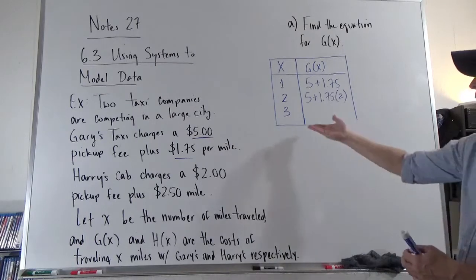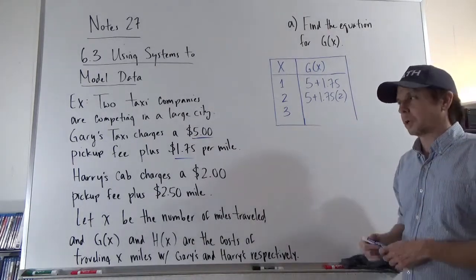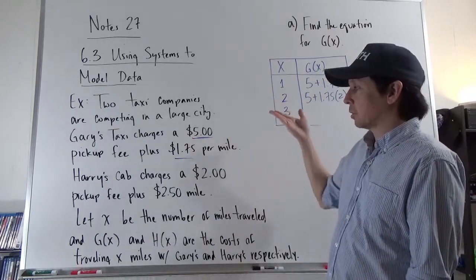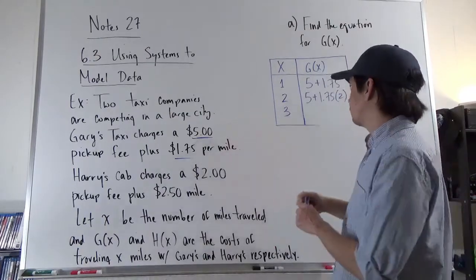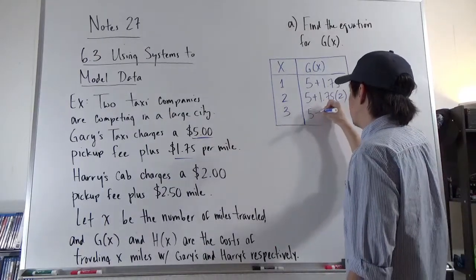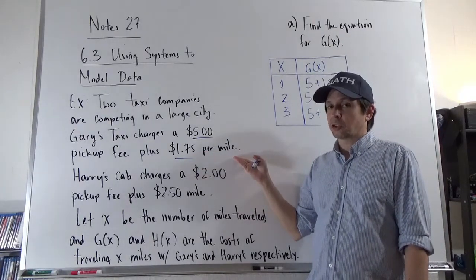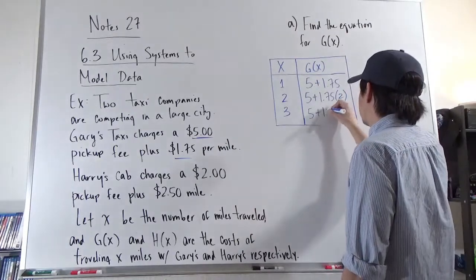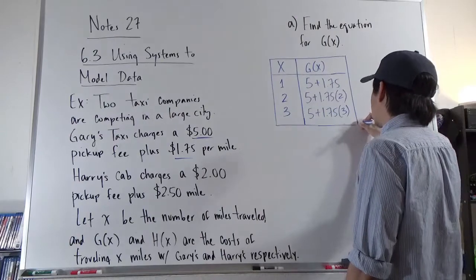Lastly, and if I'm still not clear on what's happening with this, I could do more, but I think 3 should be enough. So let's do 3. I'm going to travel 3 miles now with Gary's. On a fresh night, I'm calling him, I get in the cab, he charges me $5 again, and then he's going to charge me $1.75 per mile, and I'm going 3 miles, so he's going to charge me 3 times $1.75, whatever that is.